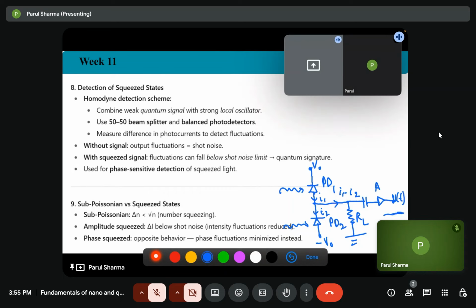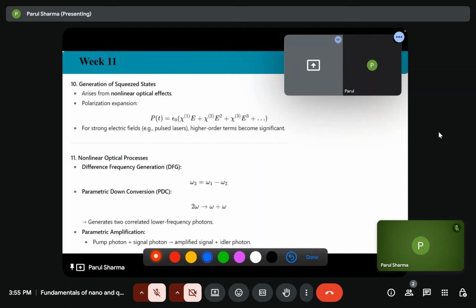So now, how can we generate the squeezed state? It arises from the nonlinear optical effects. Suppose we have a nonlinear crystal, and it has chi 2 non-zero.